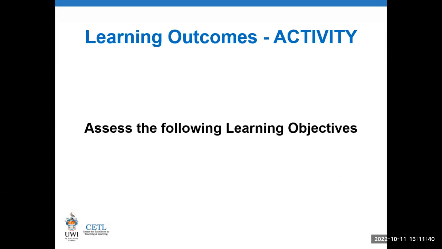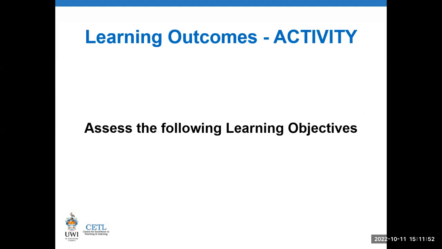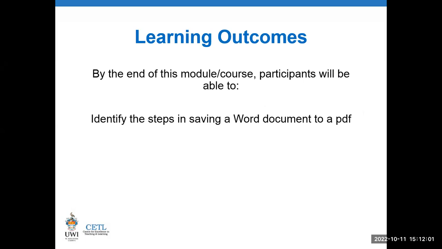to create a measurable or exemplary learning outcome. So I created a little bit of a game before we go to create our own learning outcomes. Here are some of them. You could put a thumbs up or thumbs down, or you could use your mics. You're going to assess the following learning objectives. By the end of this module course, participants will be able to identify the steps in a Word document to a PDF. Is this measurable or not? Or exemplary or not exemplary?